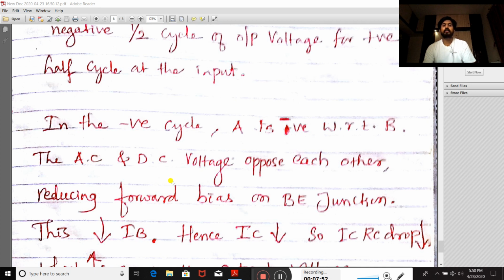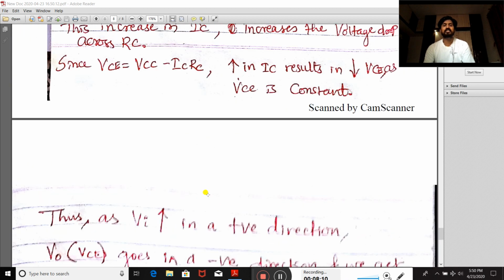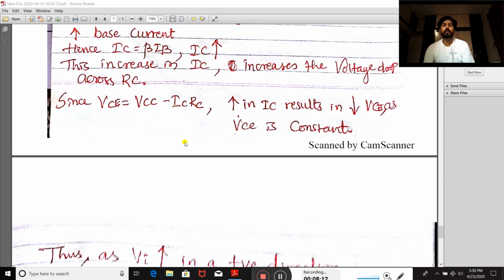Because of that, both the AC and DC voltages oppose each other, which reduces the forward bias voltage on the base emitter junction. When that forward bias is reducing, the base current is decreasing. As base current is decreasing, the IC current also decreases. As IC current is decreasing, this IC RC drop also decreases.